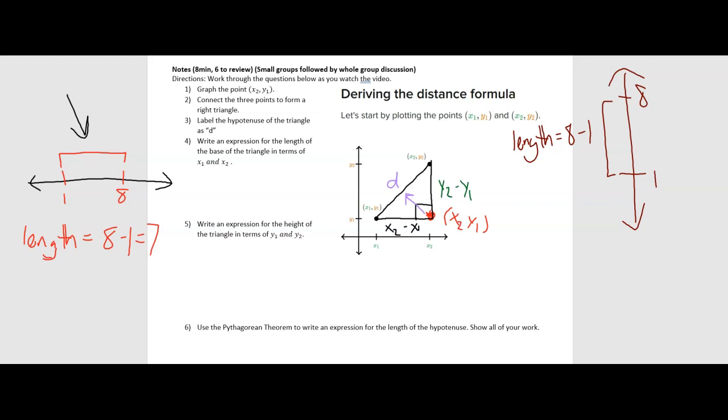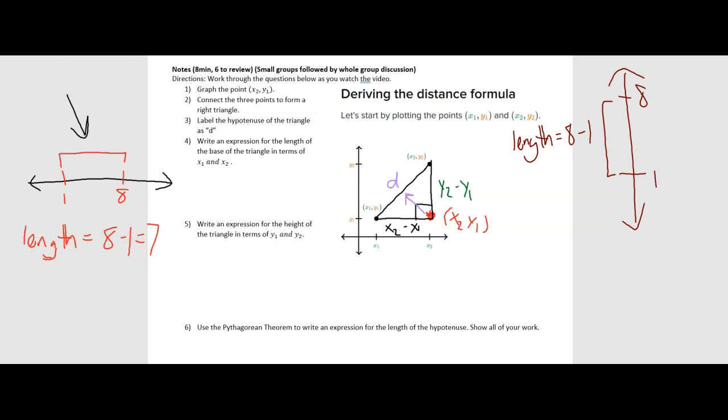So now I have expressions for all three sides of my right triangle. I have an expression for the base in terms of my x's. I have an expression for the height, or the other leg, in terms of my y's. And I have an expression for the hypotenuse. We're just calling that d. So now if I have expressions for all of the sides, I can set up a Pythagorean theorem equation.